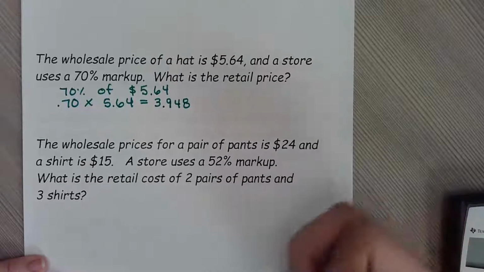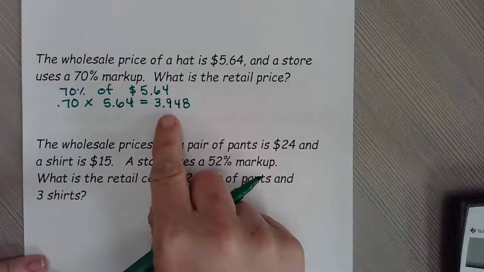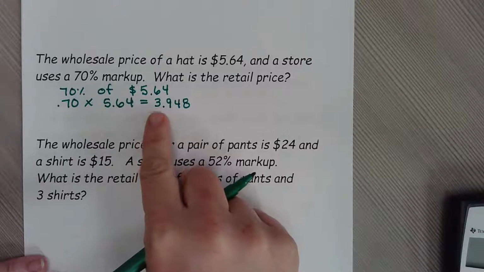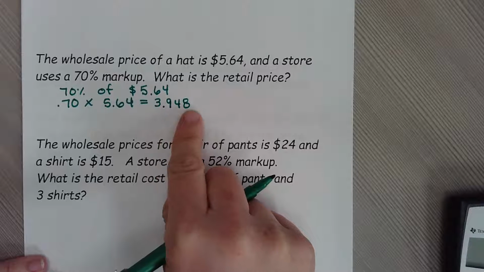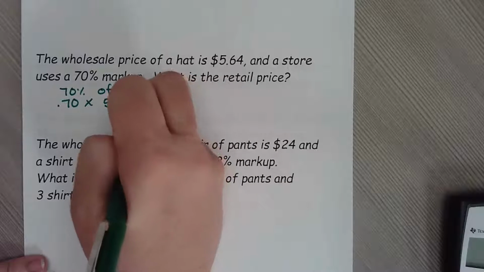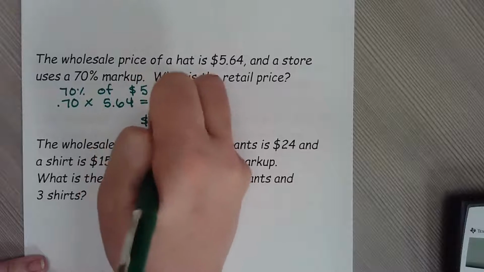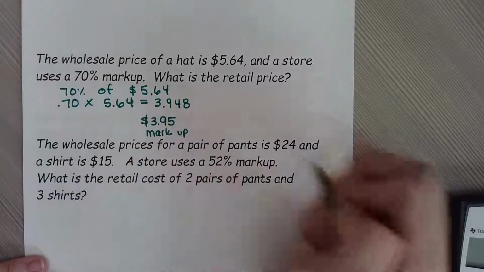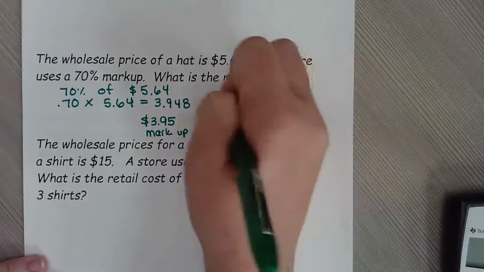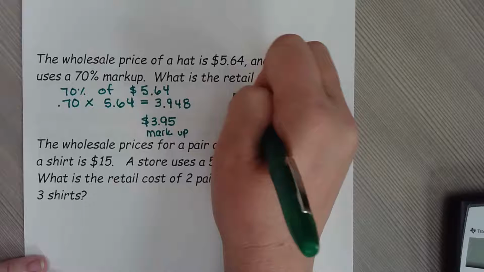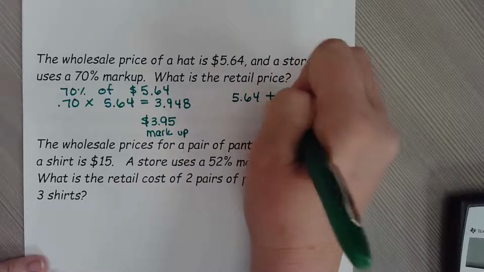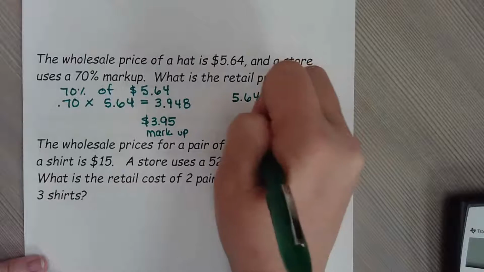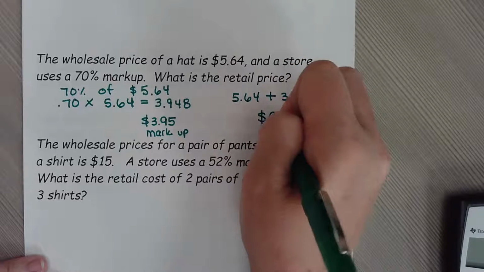3.948. Now, we've talked about this. If you're using money, you need to make sure that you're rounding to the nearest penny. So we're either going to leave this 3.94 or round up, and that 8 tells you round up. So $3.95, that is the markup. So we're going to take the price of the hat, $5.64, and add to it $3.95, and that's going to give us our retail price of $9.59.